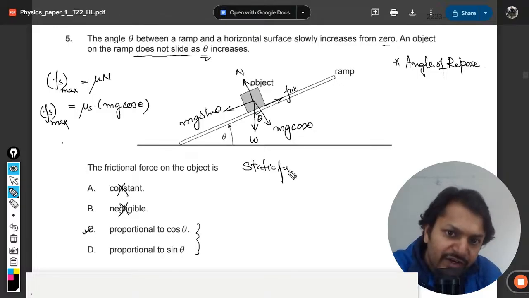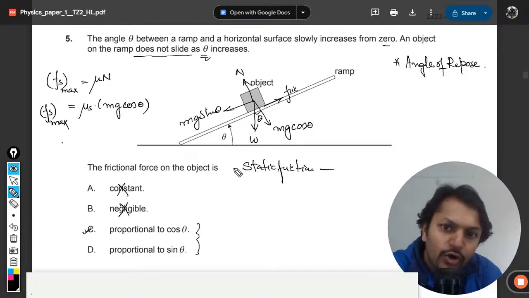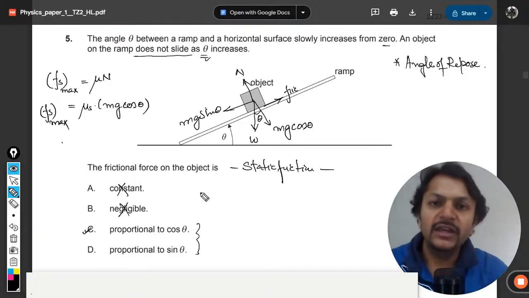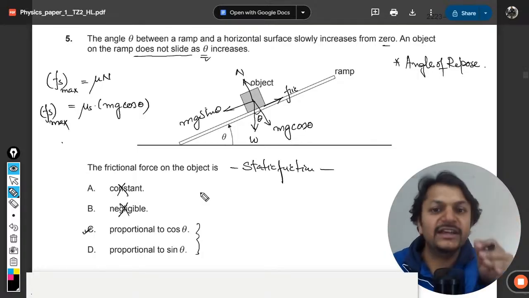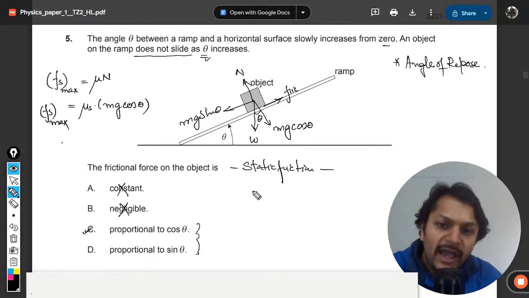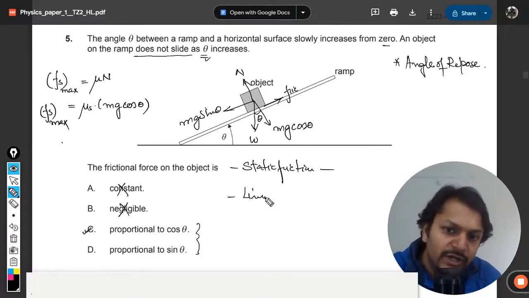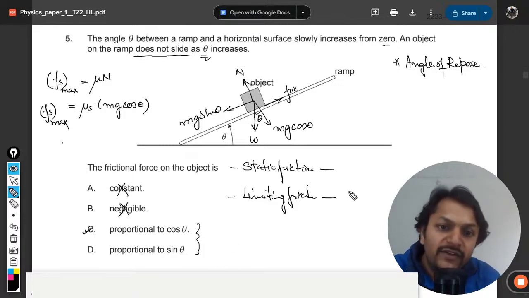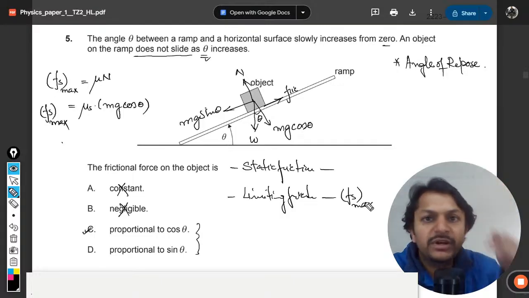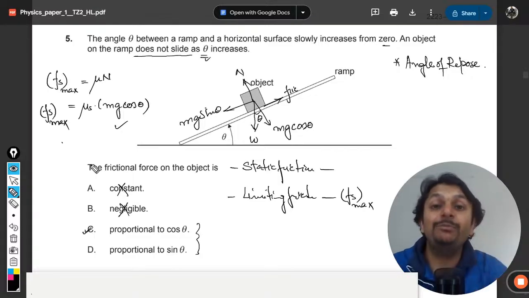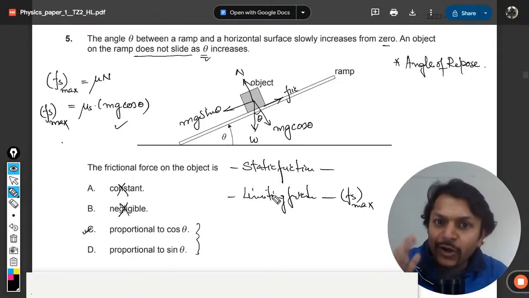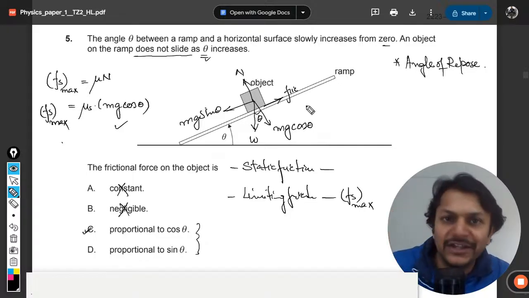Static friction is the friction which is applied on a body until the body starts moving. This is the exact case for static friction. And there is another friction which is known as limiting friction. Limiting friction is the maximum possible value of friction between the two surfaces, that is given by this. It is not the actual friction which is acting on the body.